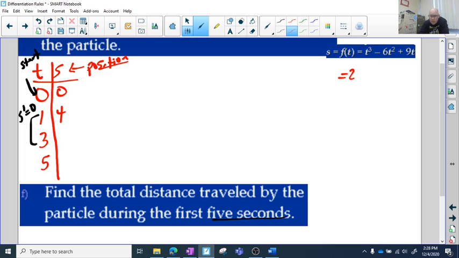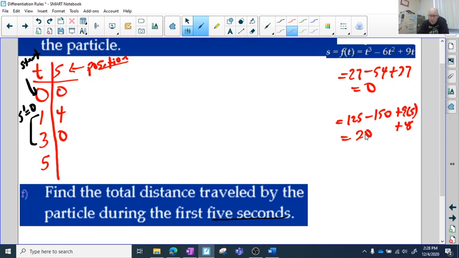So 3 cubed is 27. 3 squared is 9 times 6 is minus 54. And then 9 times 3 is 27. And that actually works out to be position 0. And then if we put a 5 in here, so 5 to the power of 3 is 125. 5 squared is 25 times 6, that's minus 150, plus 9 times 5. So we got negative 25 plus 45. Negative 25 plus 45, so that's position 20.